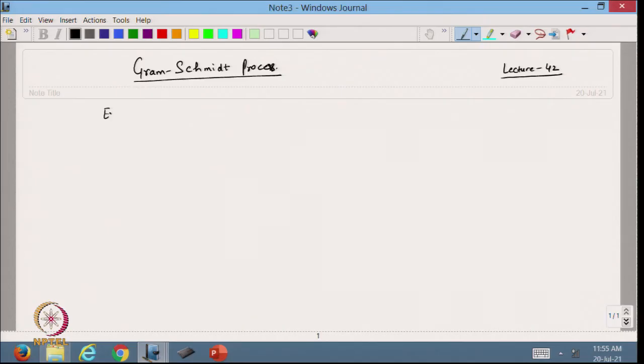In the previous lecture we discussed the Gram-Schmidt process, how we are able to convert the given set of linearly independent vectors into orthonormal vectors. Today we will discuss the application of that. So, let us take an example of how we can proceed with the Gram-Schmidt process.